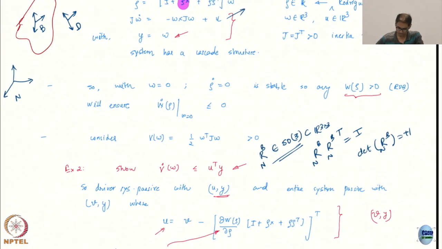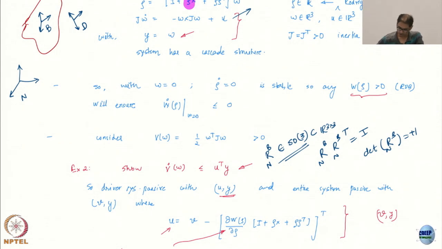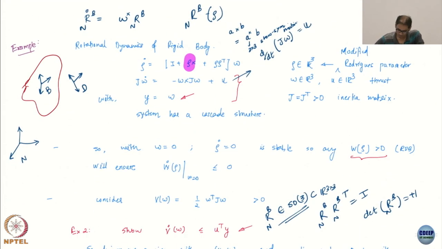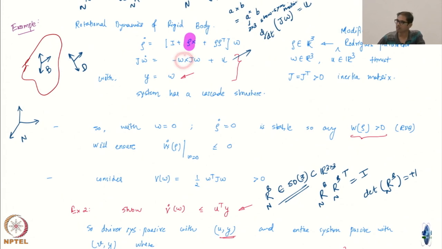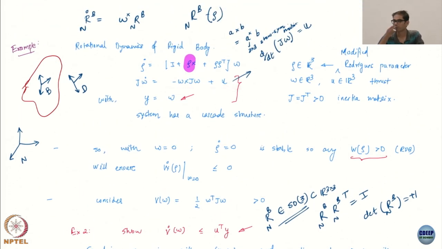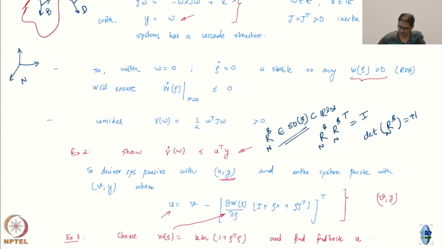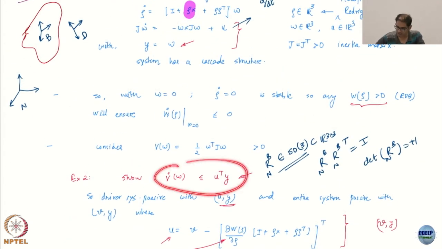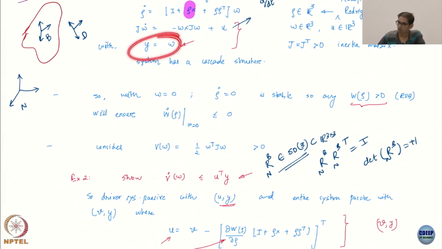Of course, this is an exercise: you have to show that V dot is less than or equal to u transpose y. It's too easy. You just have to write one line here. You just have to remember that J is symmetric, and there is a cross product happening here. If you take V dot, you are going to get omega transpose J omega dot. And you just plug in J omega dot from here. That's it. So it's very easy to conclude that V dot is less than or equal to u transpose y, with y being omega itself. So you have to verify that.